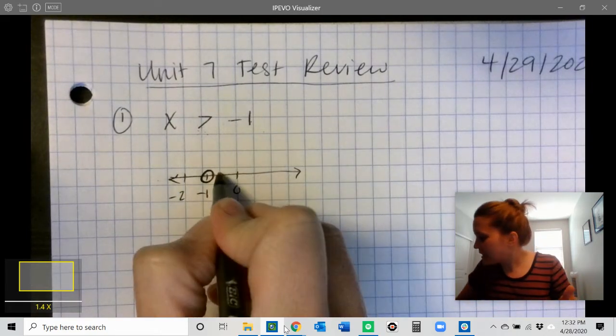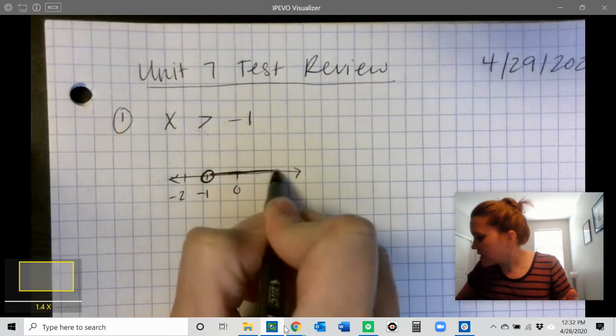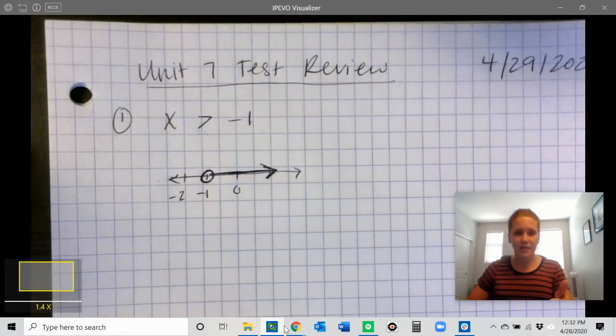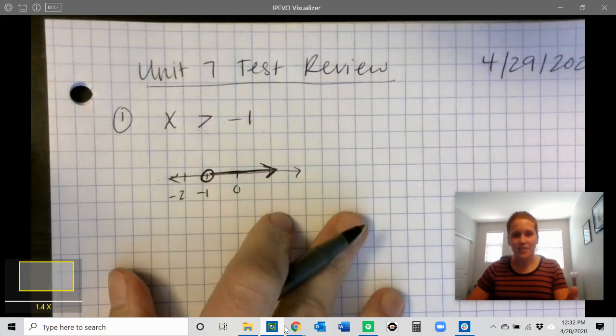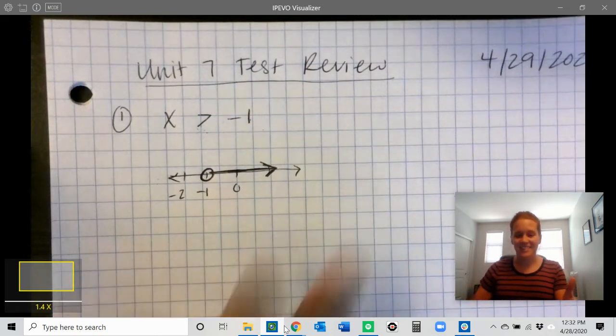They are to the right. So I'm going to draw an arrow to the right because I know that numbers that come on the right on the number line are greater. Make sure your paper looks like mine. Awesome.